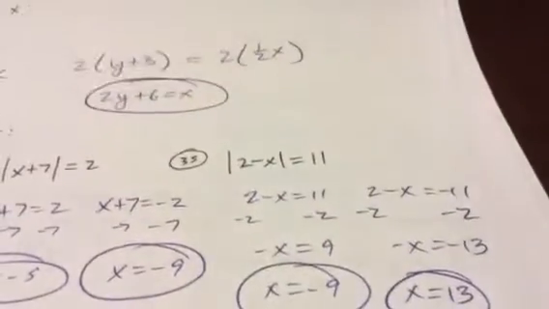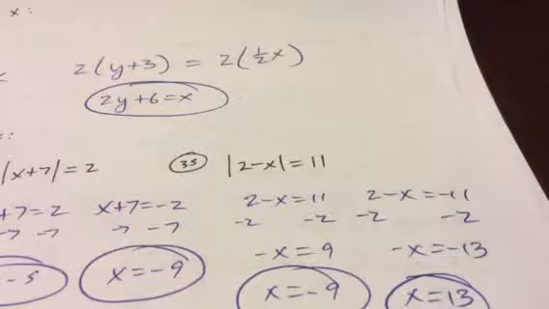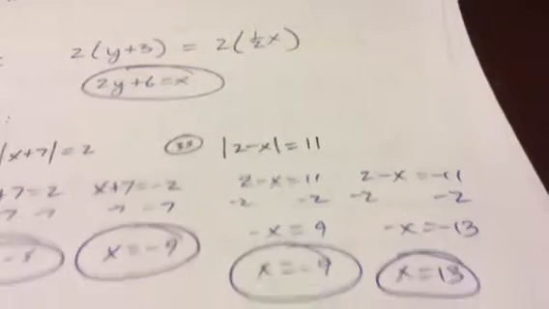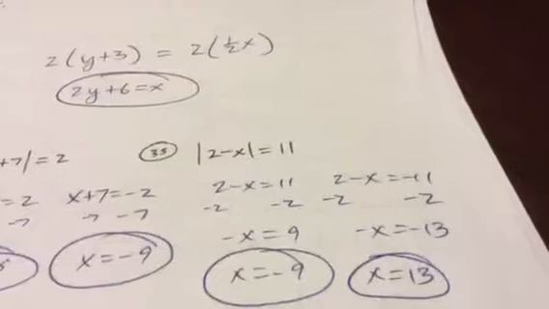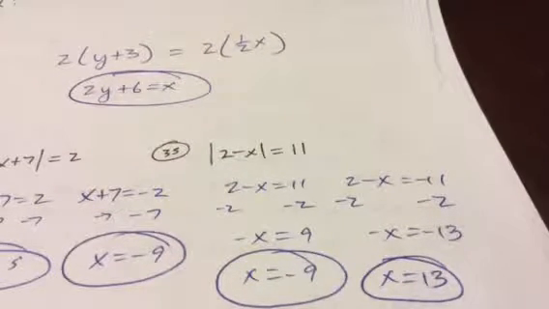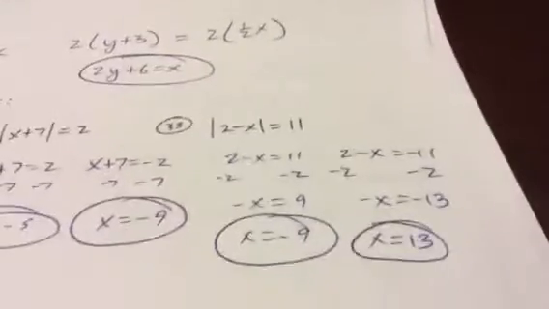35. 2 minus x is 11. 2 minus x is negative 11. Subtract 2 from both. You get negative x is 9. You get negative x is negative 13. So you have the opposites. So x is negative 9 is your answer. x is a positive 13 is your answer.